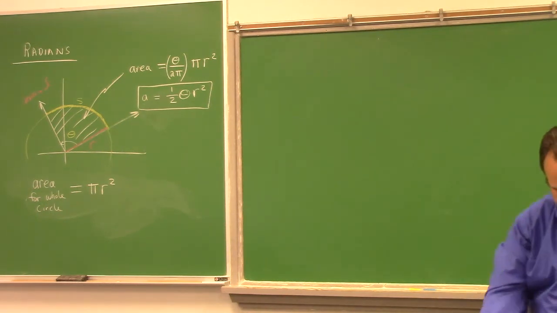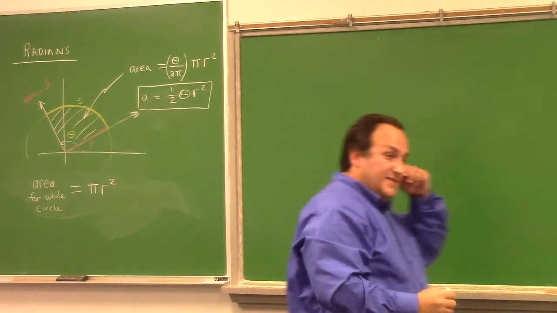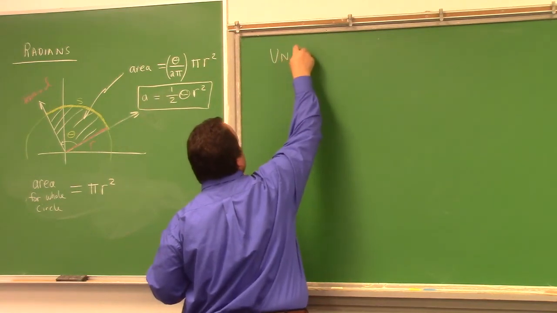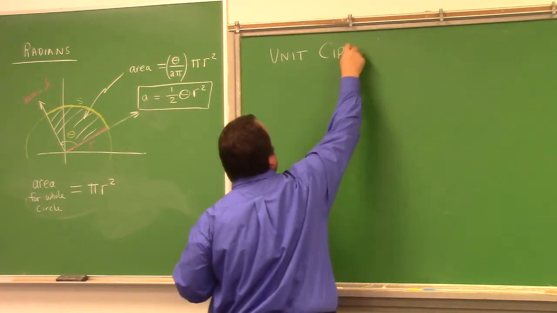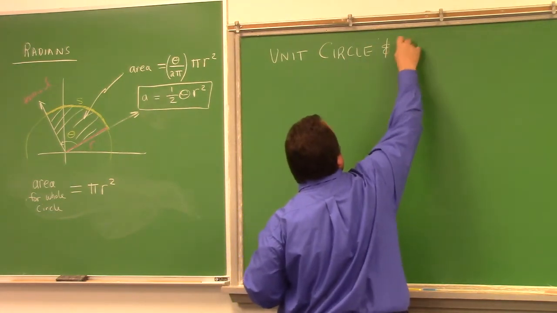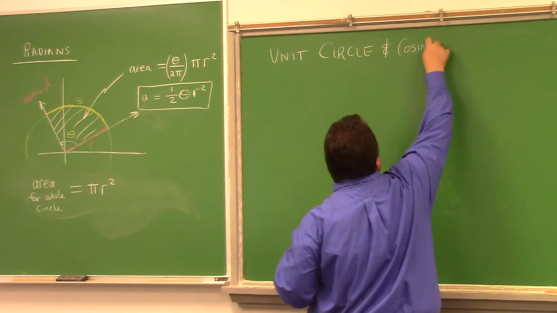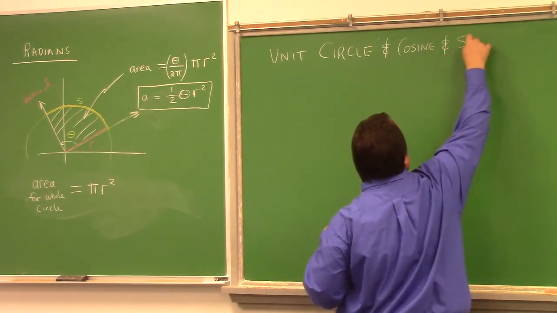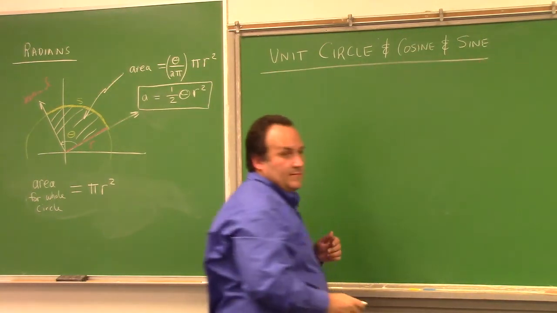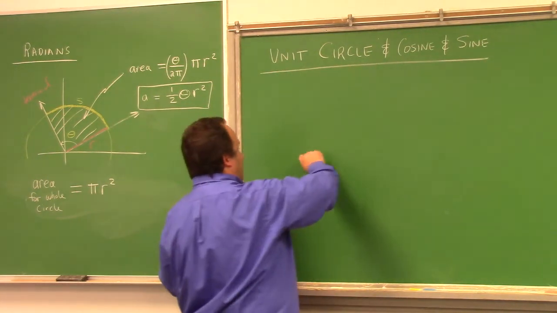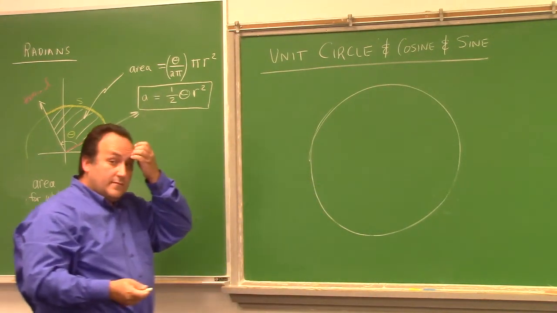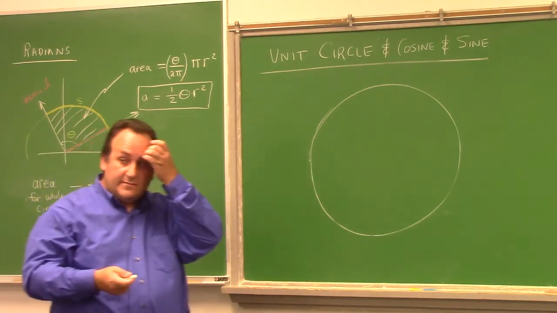All right. The unit circle. Cosine and sine. So the unit circle. By unit circle, we mean radius 1, right?